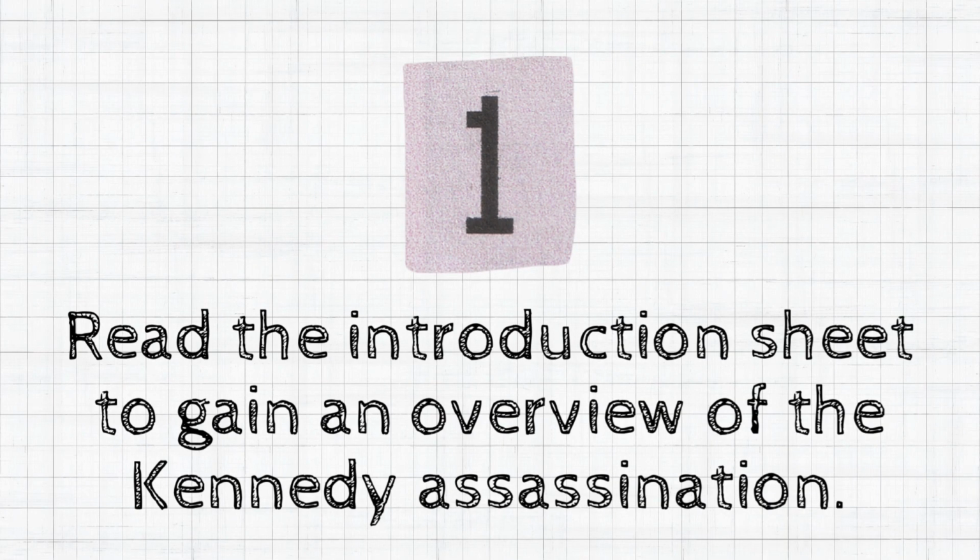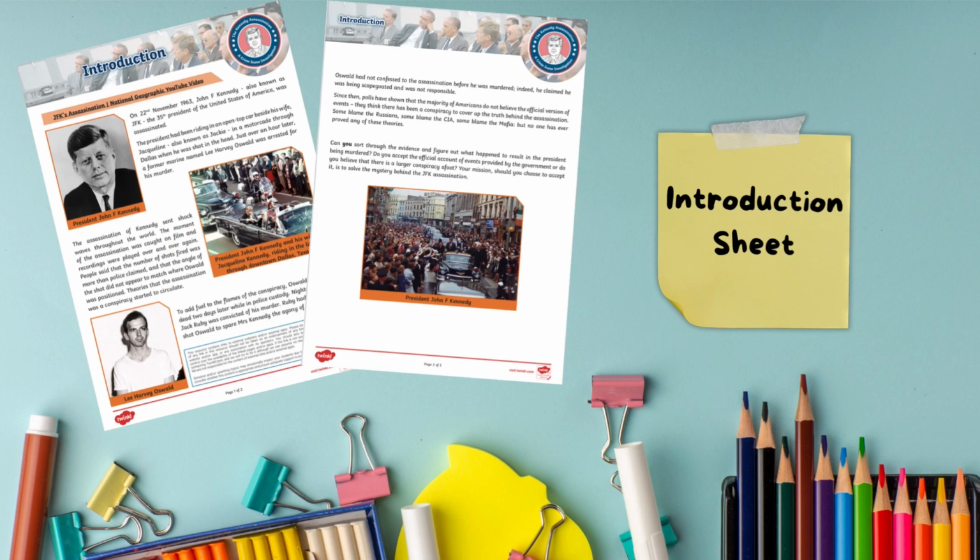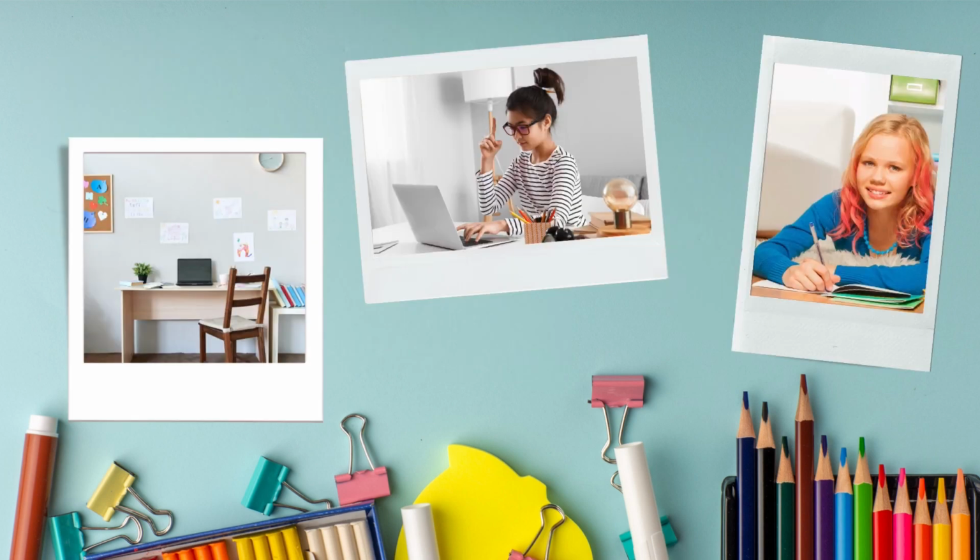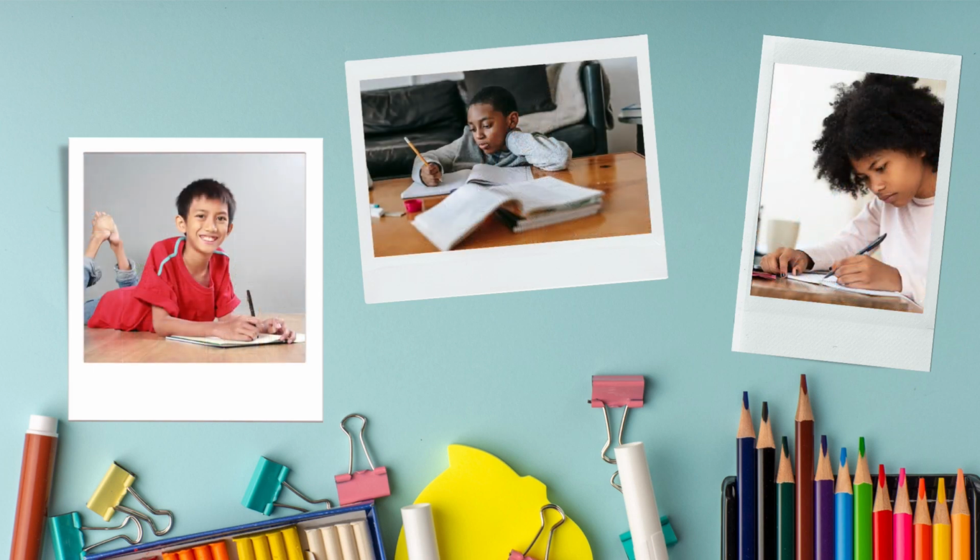Number 1 is to read the introduction sheet to gain an overview of the Kennedy assassination. If you have time, how about reading this introduction together with your child? No matter what their age, it sometimes is quite nice to be read to. There is a lot of information in this resource pack, so it goes without saying, pick a time of day and place where your child feels really comfortable and can get stuck into the project.